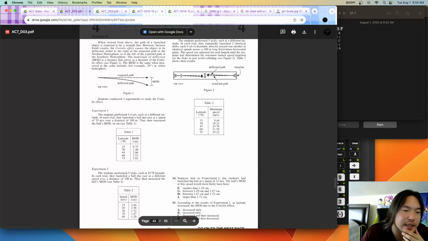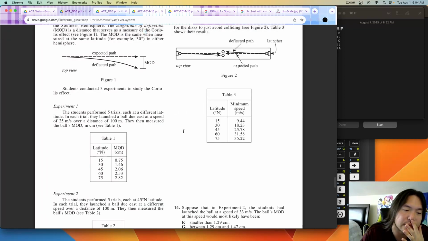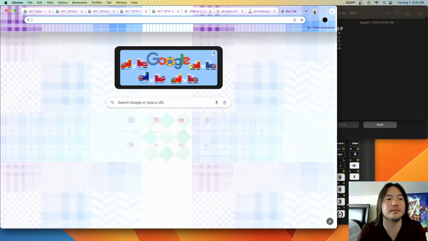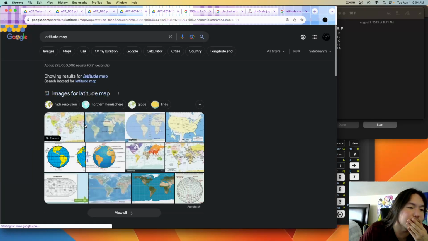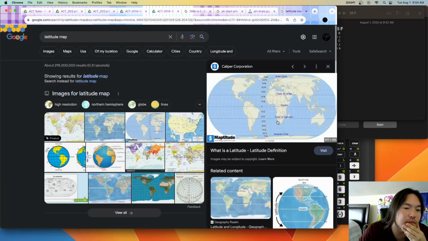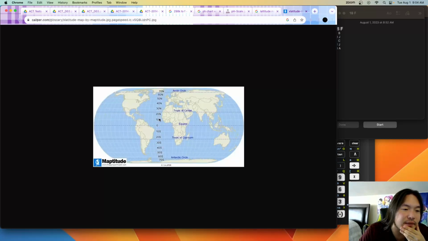And then there's a question where kids really struggle, but this is what you need to realize. In these experiments, they're doing them at latitude 15, 30, 45, 60, and 75. You have to realize that 15 latitude is like Ecuador, and 70 latitude is like Greenland, or North Sweden.